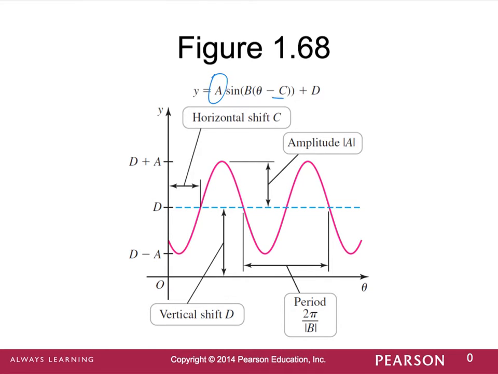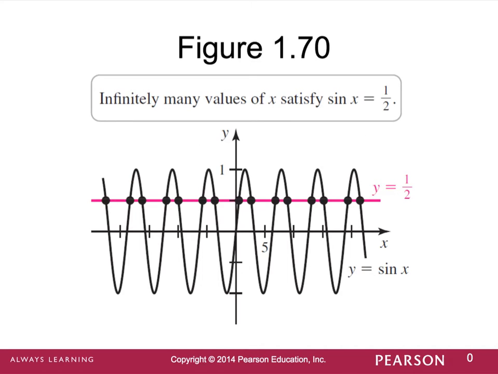Inside, we have that C is going to give us a horizontal shift, whereas B is going to give us a horizontal stretch or compression, and D is going to give us a vertical shift. This is just like any function that we dealt with in algebra. The only difference is that with trig functions, because of their periodic nature, that shift is still going to continue throughout the entire function. One of the things that come up when solving trigonometric equations is that we can have multiple answers.